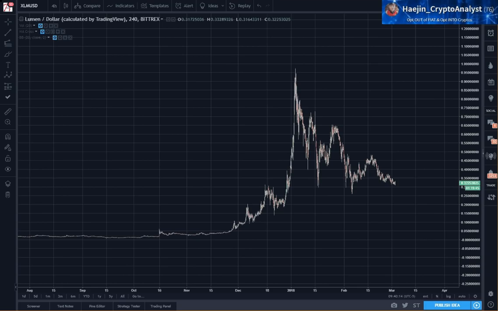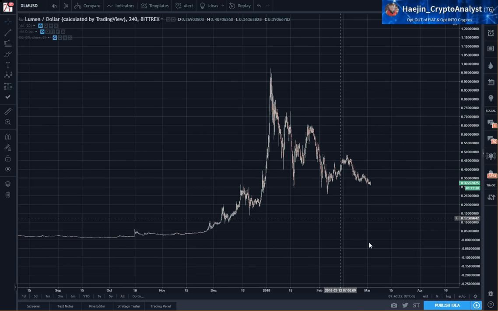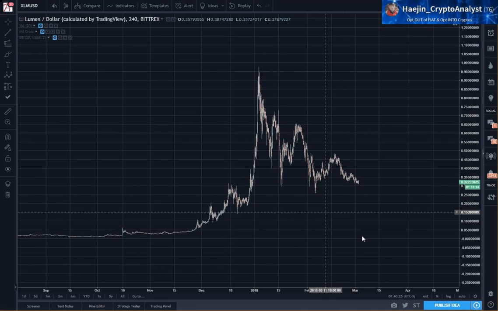Okay, Stellar Lumen to the dollar, XLM. I'm using the Bittrex price feed. I think Stellar looks very nice. It's going to get a groove back.